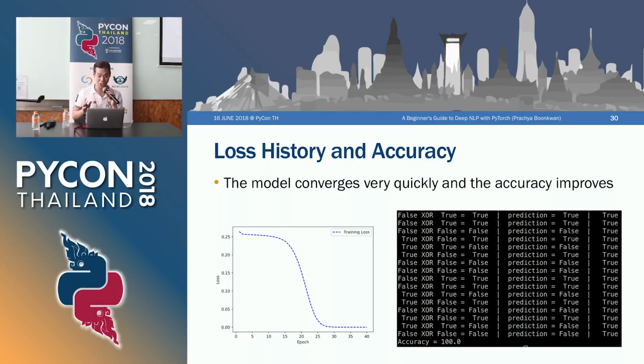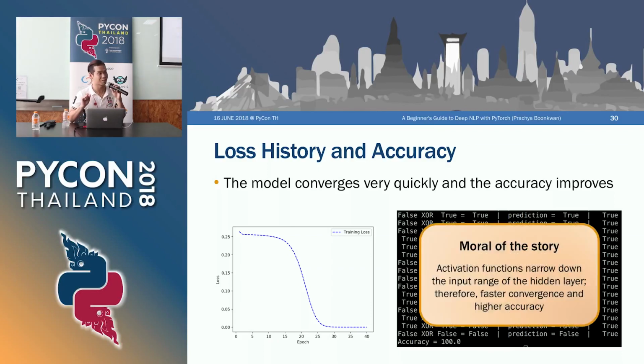That's strange. So based on the literature, the moral of the story is the activation functions actually narrow down the input range of the hidden layer. Therefore, faster convergence. If you take a look at the loss function in the plot, it converges very, very fast. Within 25 iterations, it converges and stops right there. And also higher accuracy. So it means that if you can scope down the input signal for each layer, you can actually train a lot faster.